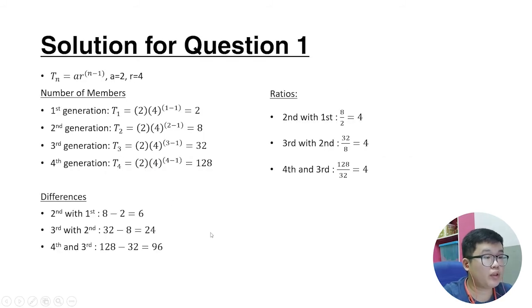So let's recall the formula. Tn equals A R to the power of n minus 1. The first term A is 2, the ratio is 4. So you can just plug in all the numbers in the formula to find the number of members of each generation. You can see that the answer we get is exactly the same as the calculation we did.